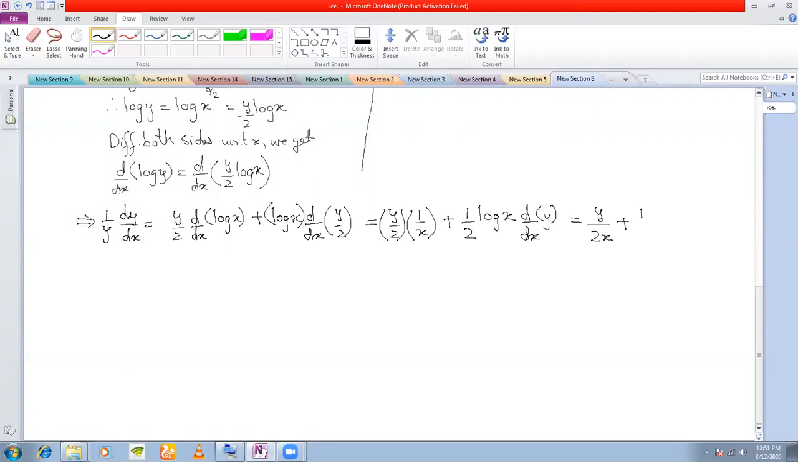which is y by 2x plus half log x dy/dx. Now take all the dy/dx together: 1 by y dy/dx minus half log x dy/dx is equal to y by 2x. Okay, now you can do.